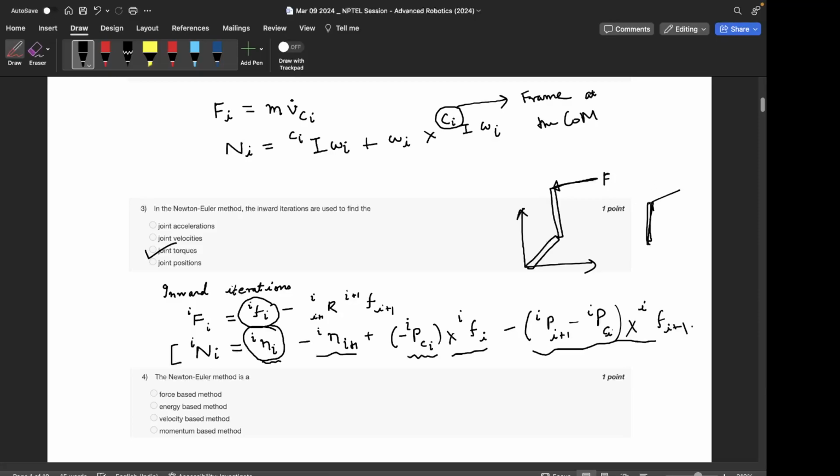a force is being applied here, which is F, the external force. Let me say this is the external force, right? And there will be a force vector at this joint also, which is, let's say, unknown. Now when I draw the free body diagram of the first link, I apply an equal and opposite force on the first link, and I apply a force here.